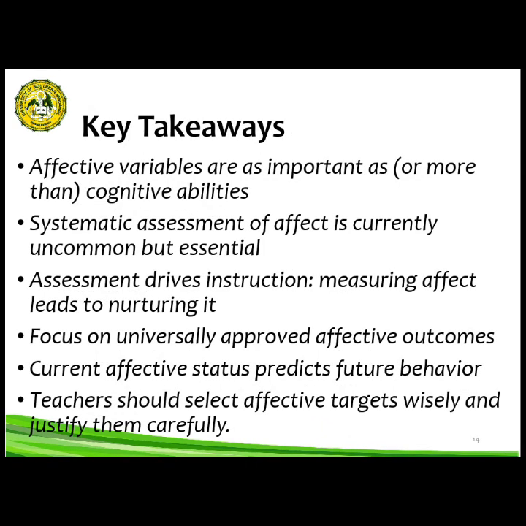So, here are the key takeaways. Affective variables are as important as or more than cognitive abilities. And systematic assessment of affect is currently uncommon but essential. Assessment drives instruction. Measuring affect leads to nurturing it. Focus on universally approved affective outcomes. And current affective status predicts future behavior. And lastly, teachers should select affective targets wisely and justify them carefully.